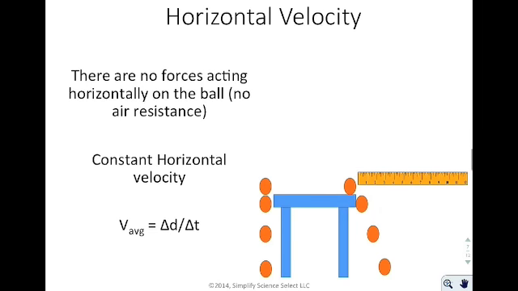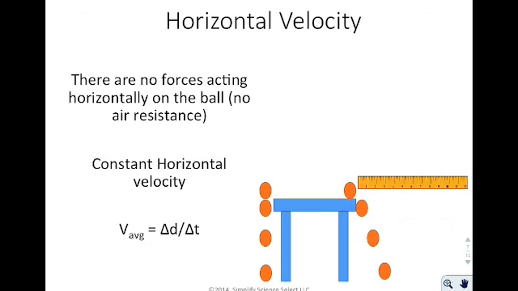So the first thing we want to do is look at the horizontal velocity. For projectile motion, the way that we're looking at it, we're going to assume that there's no air resistance. The reason we're going to assume that is once you start to include air resistance, the calculations become particularly unwieldy. They can become very difficult, and it's almost impossible to do at this level. So because of that, we're going to assume that there is no air resistance.